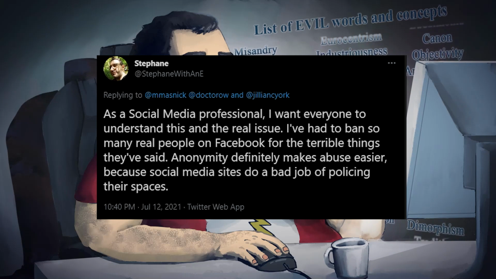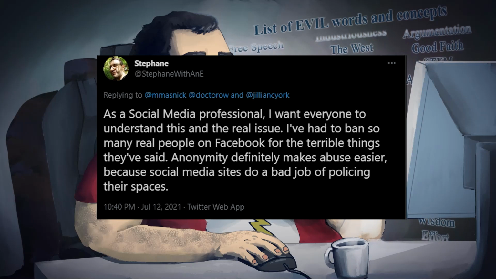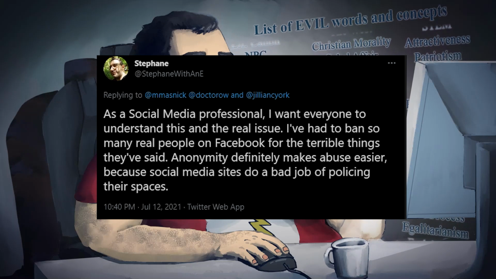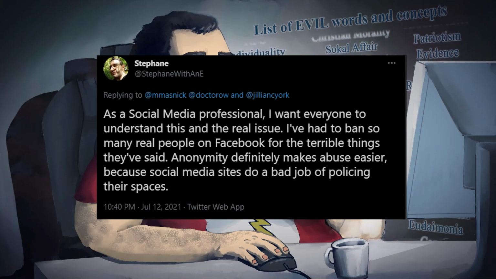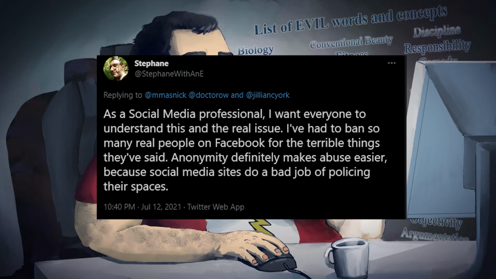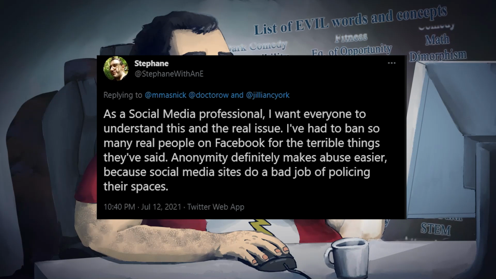"I want everybody to understand this and the real issue. I've had to ban so many people on Facebook for the terrible things they've said. Anonymity definitely makes abuse easier because social media sites do a bad job of policing their spaces." These people never stopped being children. They simply substituted their parents for a larger authority, whether that be corporations or the state.